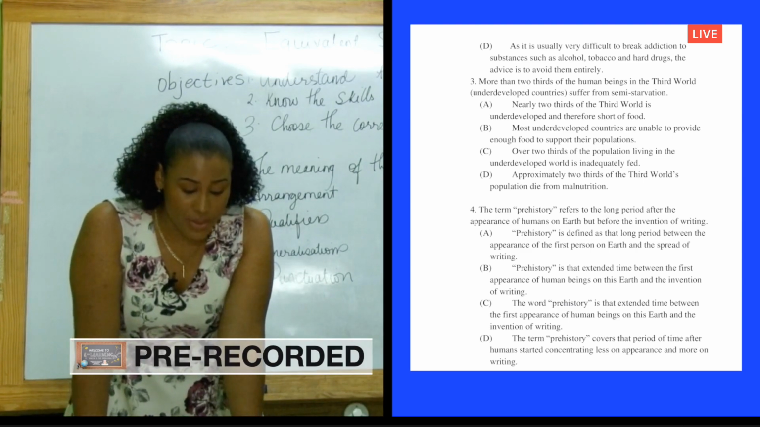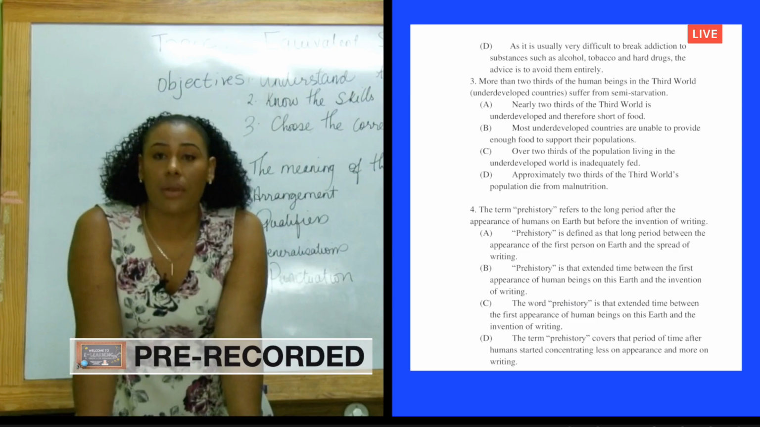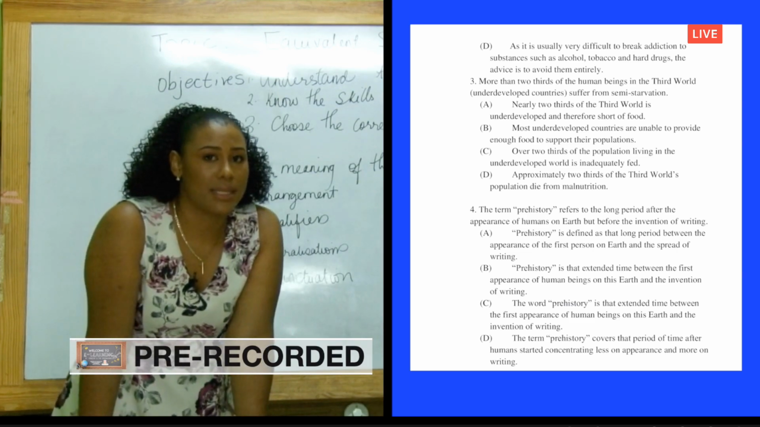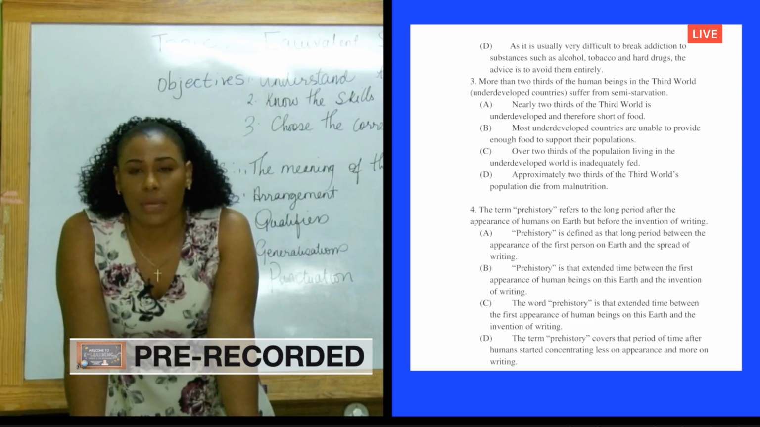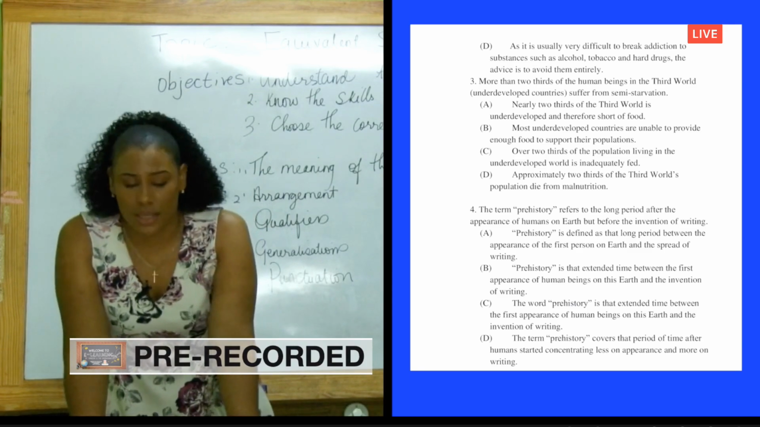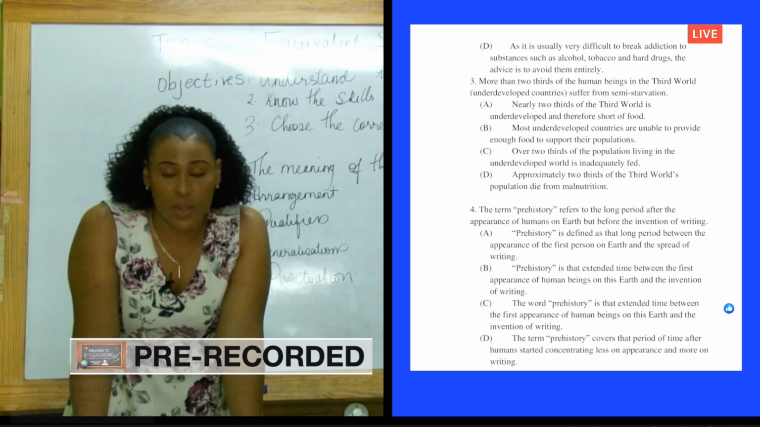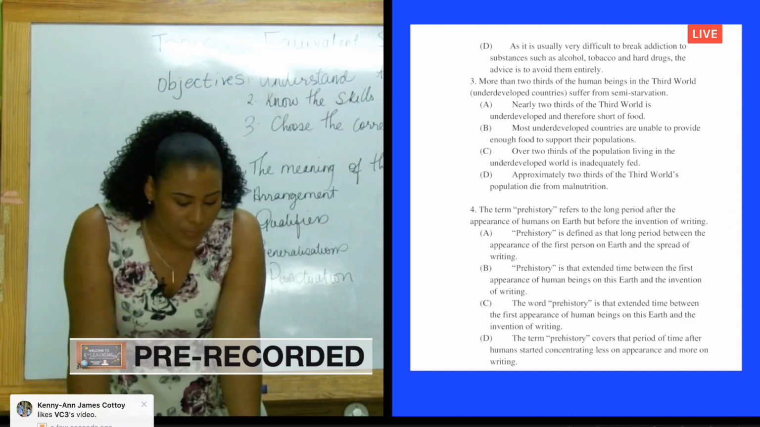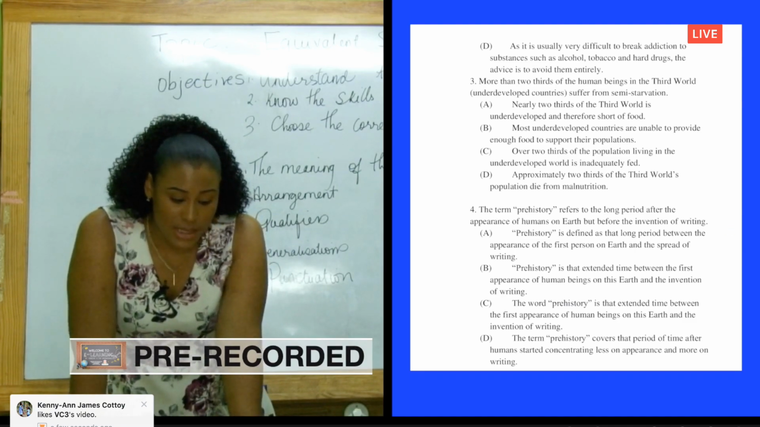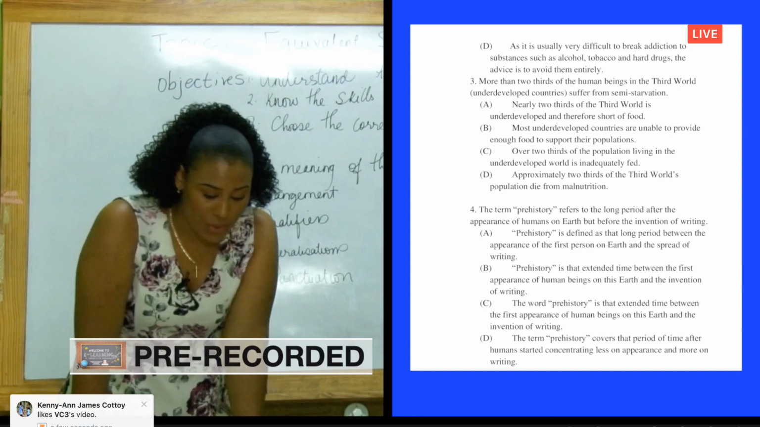In option A, it says prehistory is defined as that long period between the appearance of the first person on Earth and the spread of writing. Spread of writing suggests that writing gained popularity. This was not expressed in the original, so this option is incorrect.